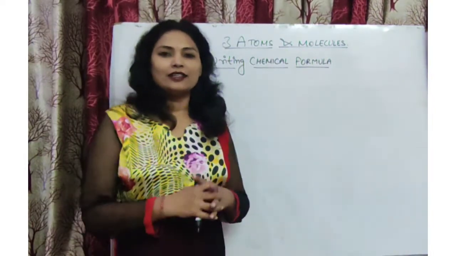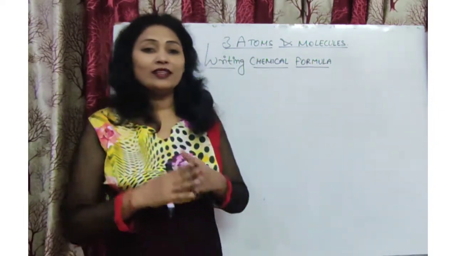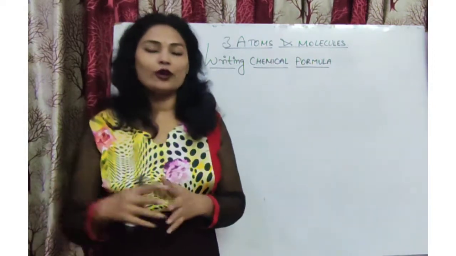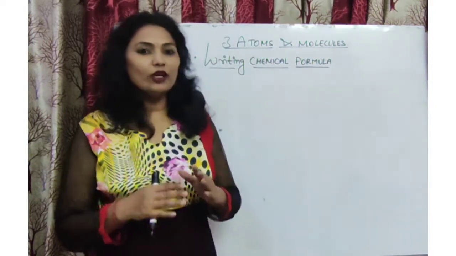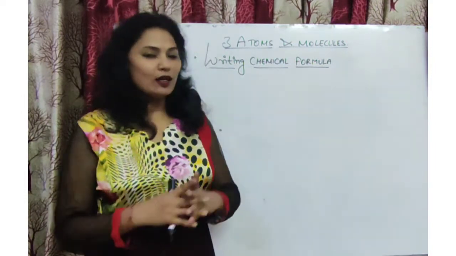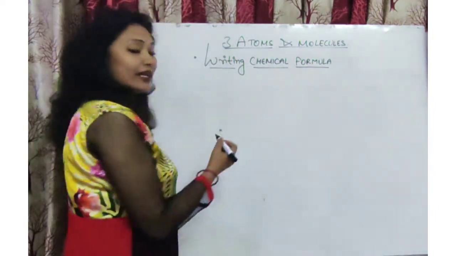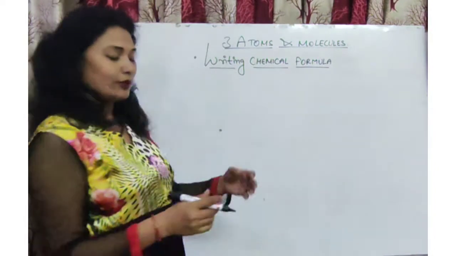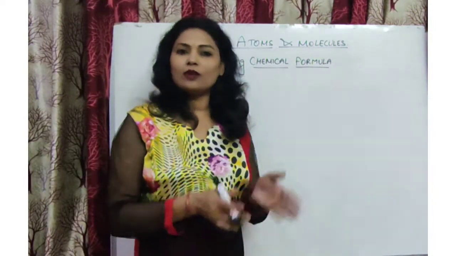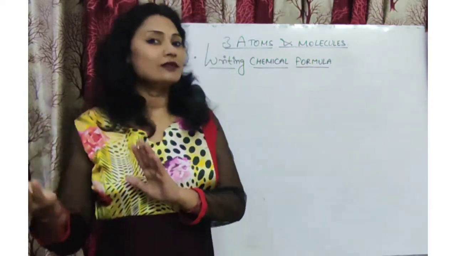Let us start the chemical formula formation, but before that we will do the valency, because valency is necessary for the chemical formula. If we don't know the valency, we are not able to form the chemical formula. So let us do the valency first. I will write some valency, that will be valency of cations and valency of anions. The valency may be monovalent, divalent, trivalent and tetravalent.